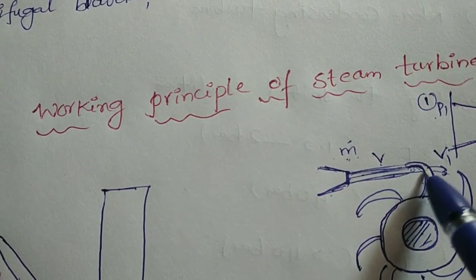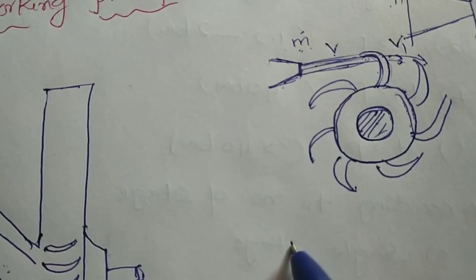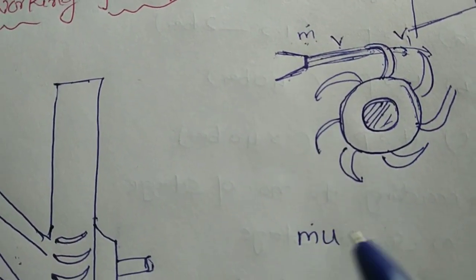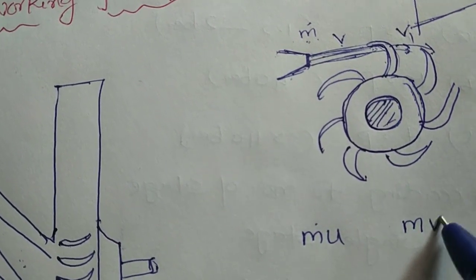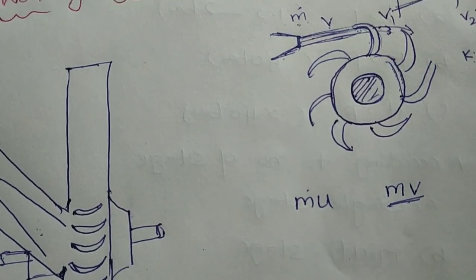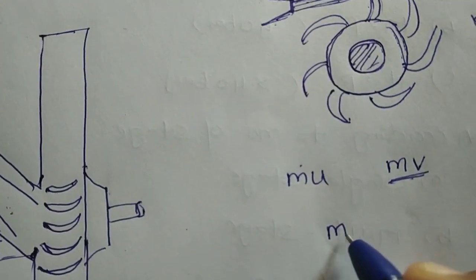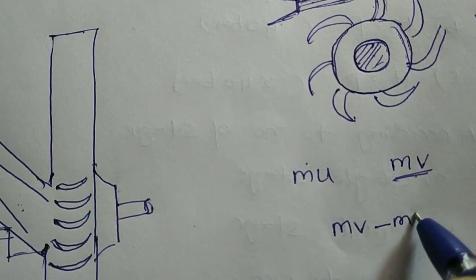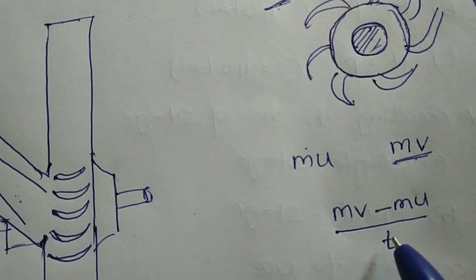When it touches the blade, it is changing its direction, that is, the velocity also changes. For example, steam has mass, the initial velocity is u and the final velocity is v. This mass into velocity is called momentum. Because of this effect, the change in momentum takes place. Change in momentum means final momentum minus initial momentum in a given time.